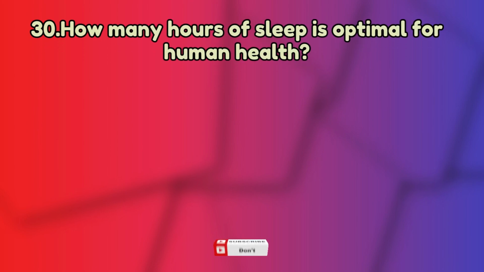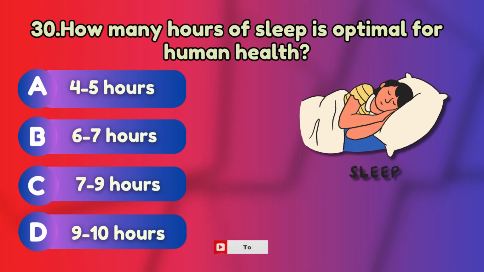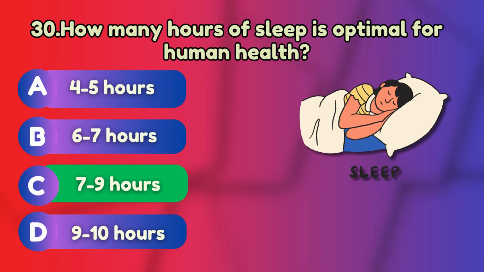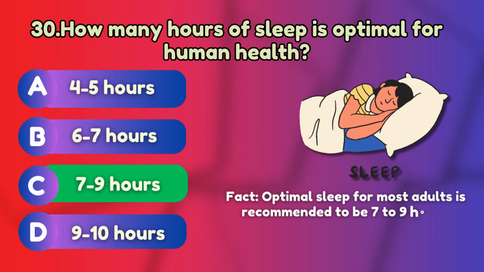How many hours of sleep is optimal for human health? A. 4 to 5 hours. B. 6 to 7 hours. C. 7 to 9 hours. D. 9 to 10 hours. Right answer, 7 to 9 hours. Fact: optimal sleep for most adults is recommended to be 7 to 9 hours.